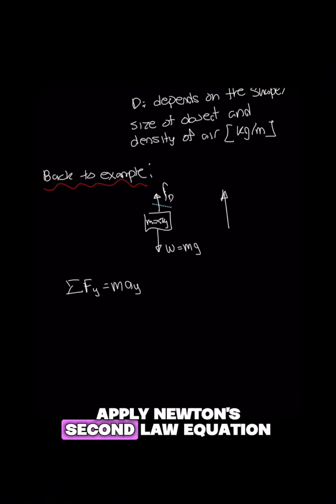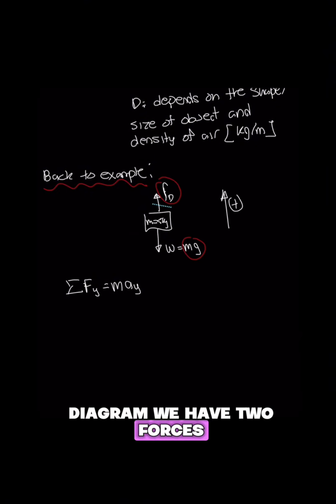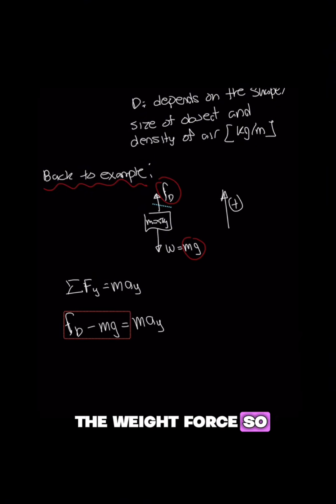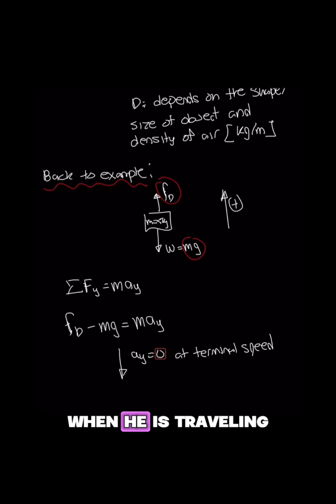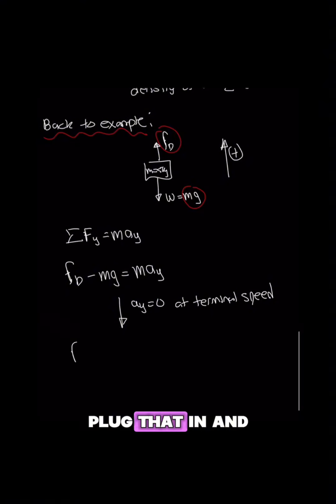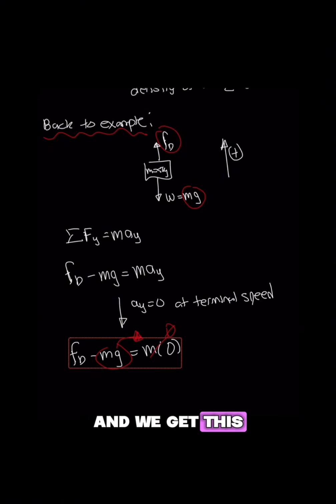So this is our free body diagram here, and then we can apply Newton's second law equation. If we look at our diagram, we have two forces, the drag force and the weight force. So if we plug those two in, and we already know that the acceleration in y is going to be equal to 0 when he is traveling with his terminal velocity, plug that in and then bring the mg to the other side, and we get this expression here.